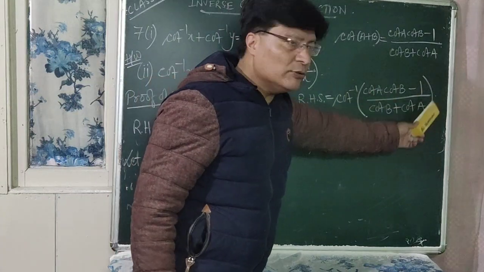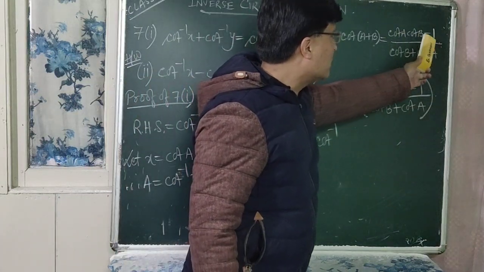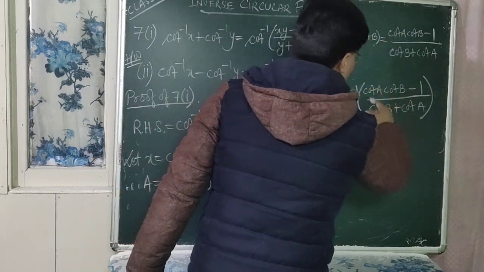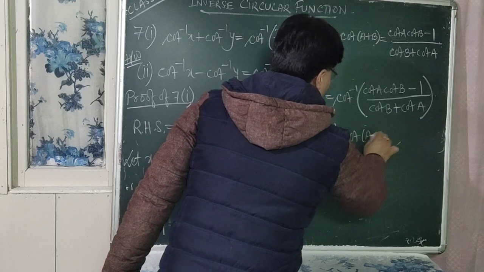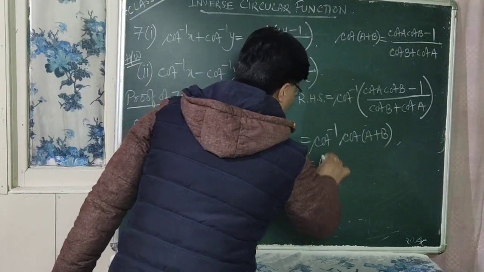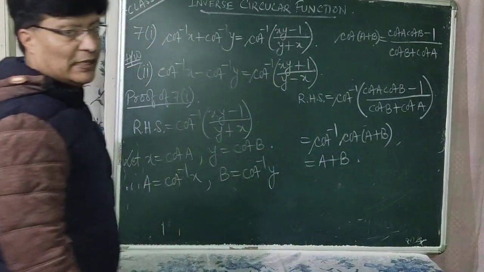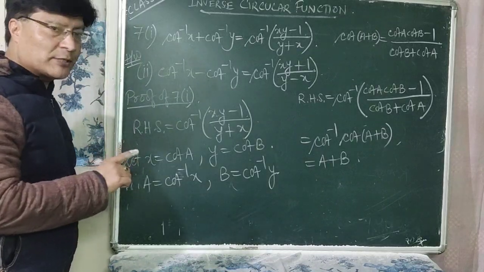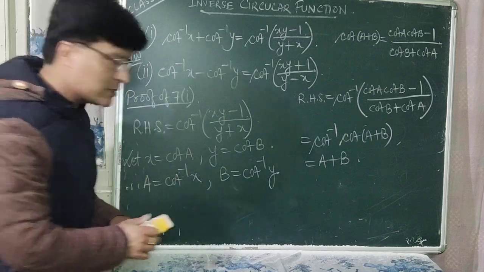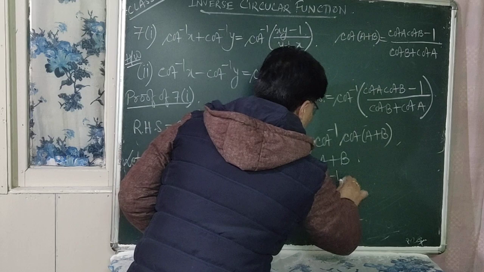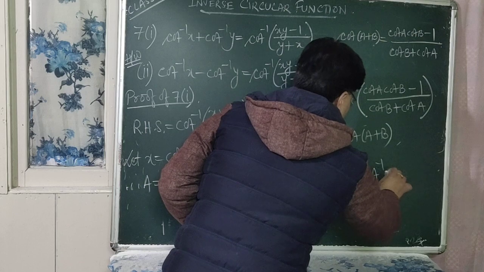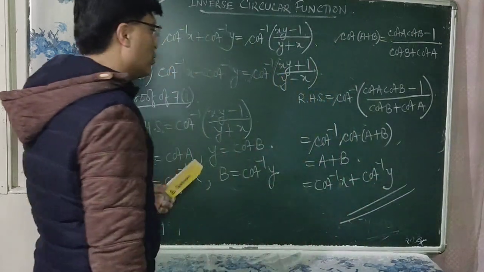Now what is the formula that you can use here? Cot A cot B minus 1 divided by cot B plus cot A is cot of A plus B. So here also the same expression is there. So it is cot of A plus B. What is cot inverse cot of A plus B? It is equal to A plus B. Now you can substitute the values of A as well as B. The value for A is cot inverse x, plus the value for B, which is cot inverse y. So it is done, proved.